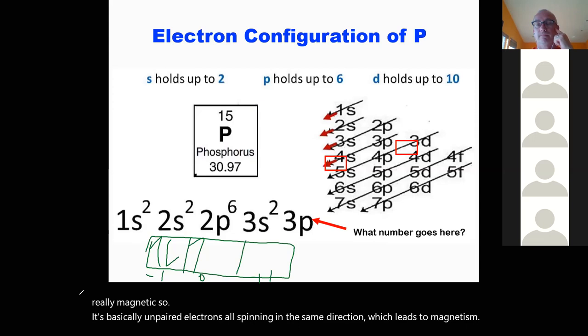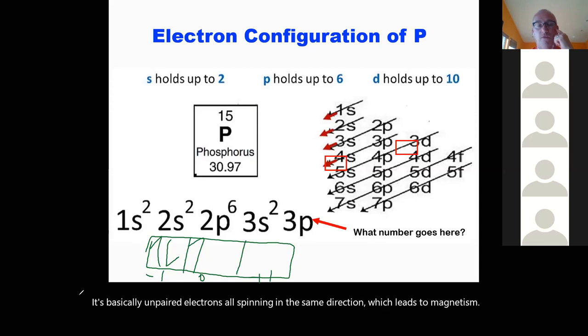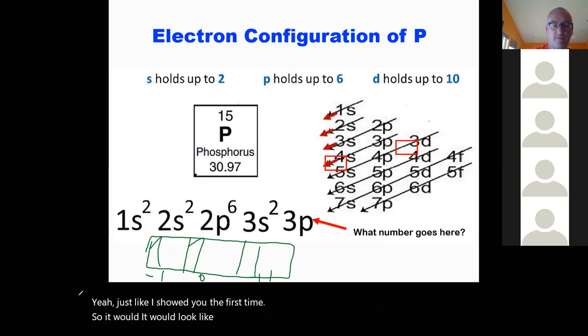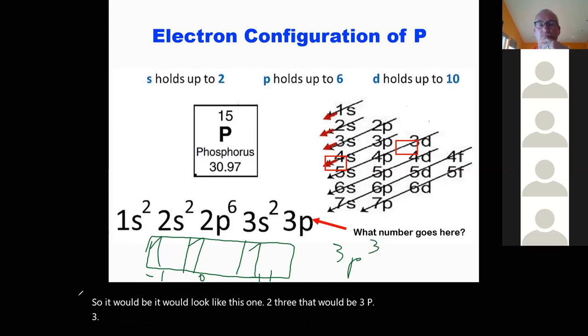So for 3P3, would it be all up? Yeah, exactly. Just like I showed you the first time. So it would look like this. 1, 2, 3. That would be 3P3. And that's it, right? And that's it. Yeah, you're done.